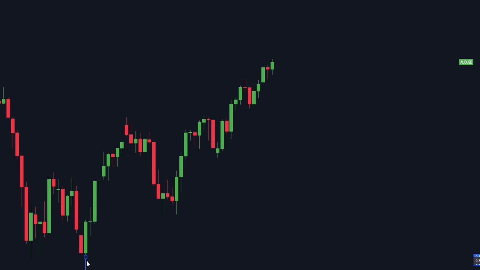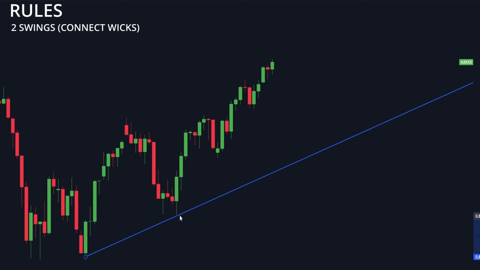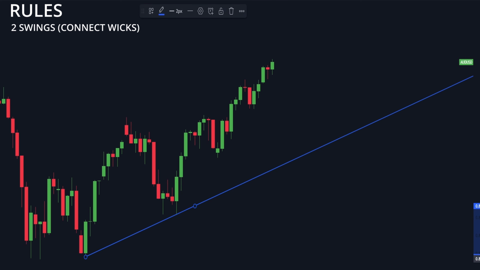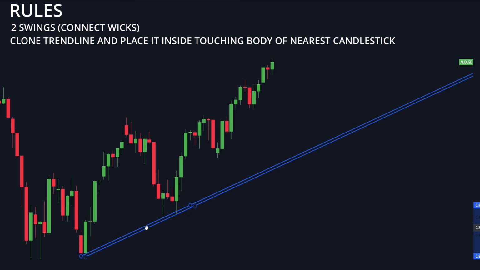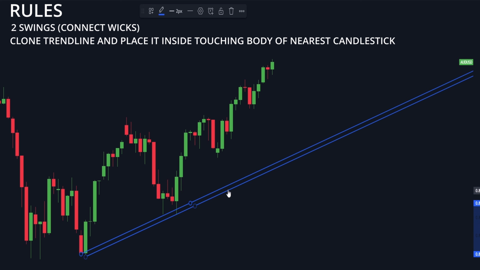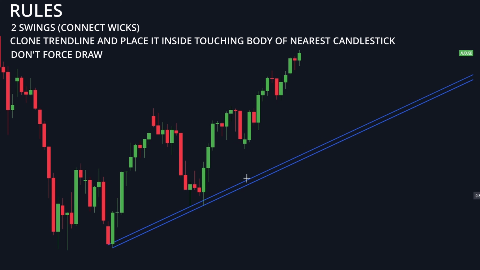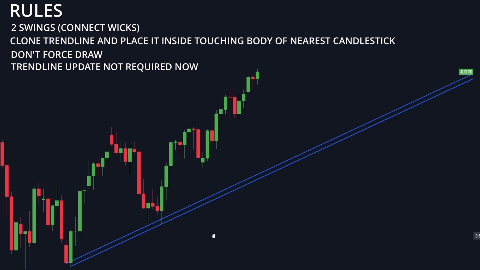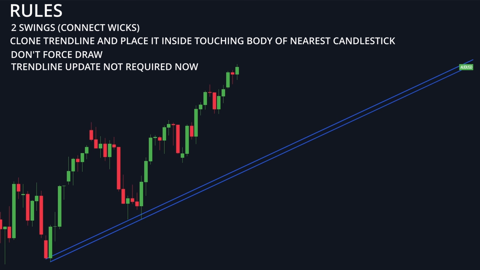We will start by connecting the first swing low wick to the second swing low wick, and this is our trend line. To draw an area, simply clone this trend line and place it on the body of the nearest candle, which is here. So this particular area is our trend support level. We are not forcing any trend line. This is clearly visible that these two swing lows are actually visible through our naked eyes, and let's see if we have to update it in the future or not.